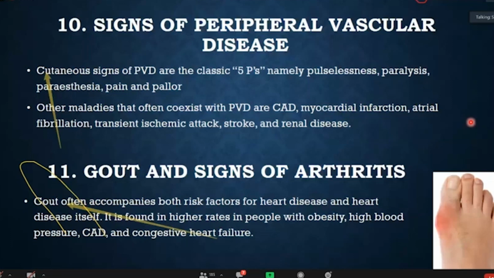That is why in all those patients we should look for peripheral signs, and we know there are 5 P's: pulselessness, paralysis, paresthesia, pallor, and pain. So we should always look for these signs in patients with coronary artery disease.